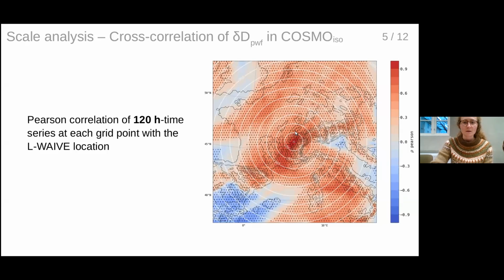First of all, we see a decrease in correlation as we go away from our campaign site. But we also see that this decrease isn't symmetric; it is strongly forced by the topography. We have the highest correlations here in between the Alps and the Massif Central.